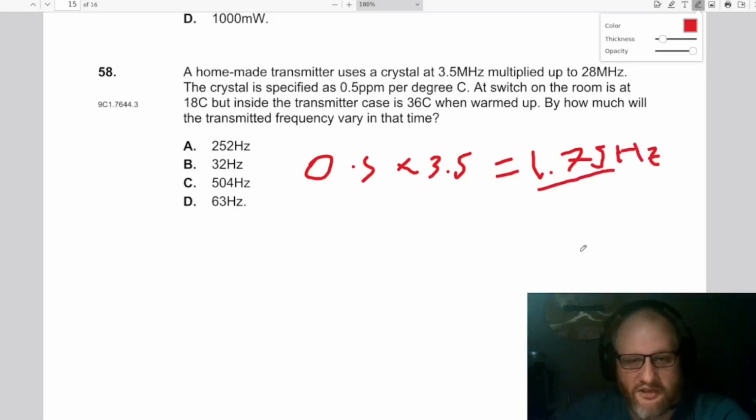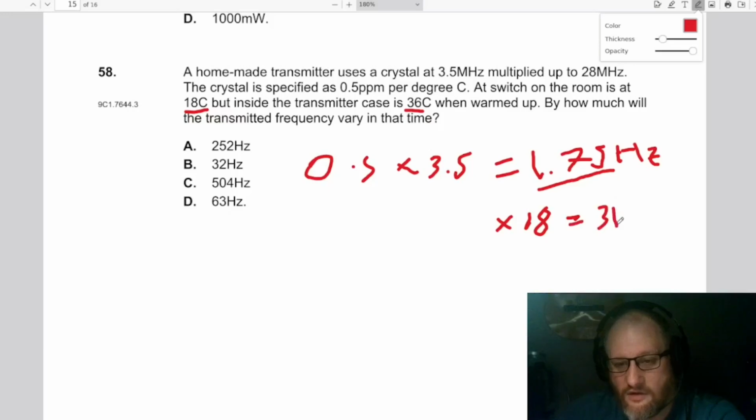So now let's think about the temperature change. We know the temperature goes from 18 degrees C to 36 degrees C, so that's a temperature change of 18 degrees C, and we know that for every degree C the crystal is going to be out by 1.75 hertz. So we do 1.75 times 18, and that gives us 31.5 hertz off frequency by the time that crystal is fully warmed up.